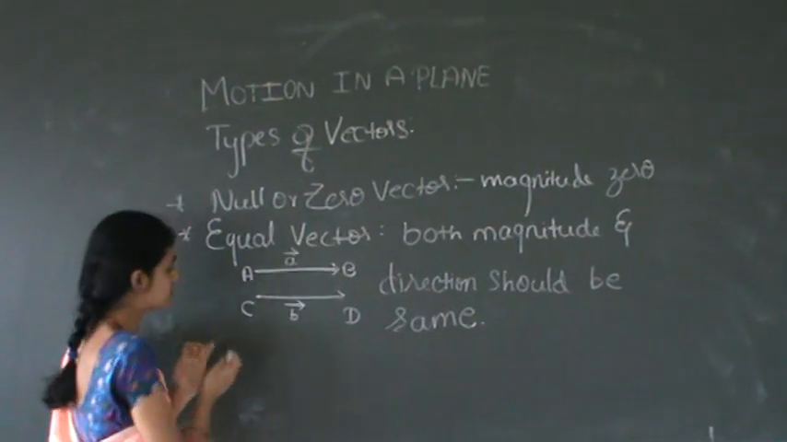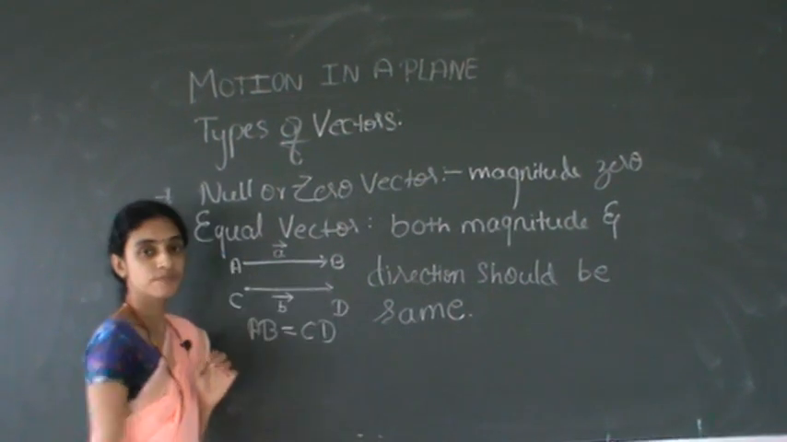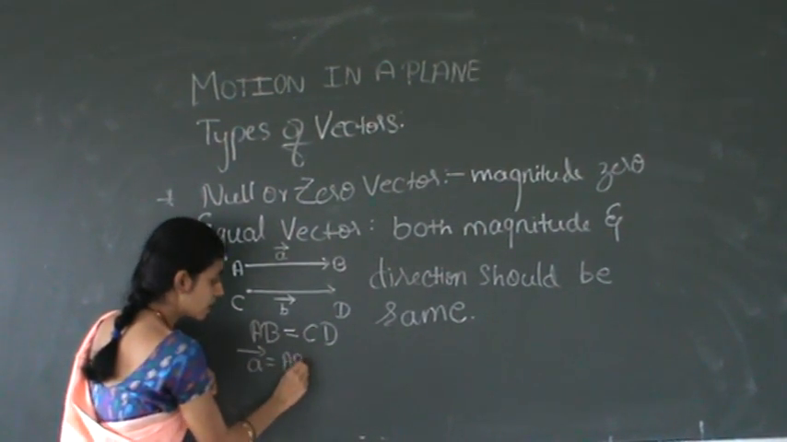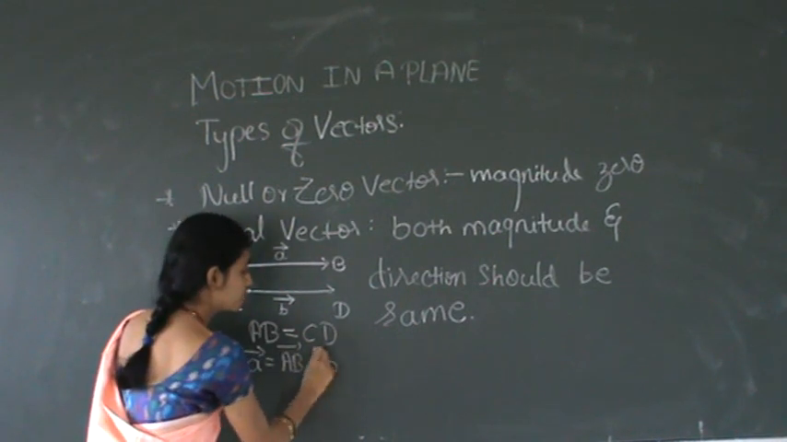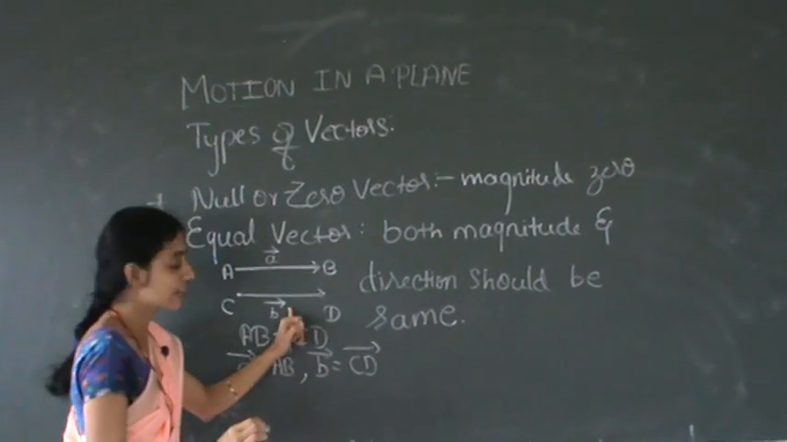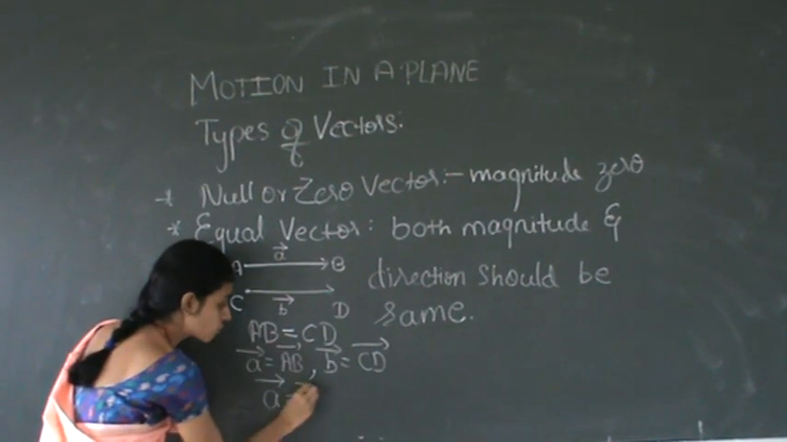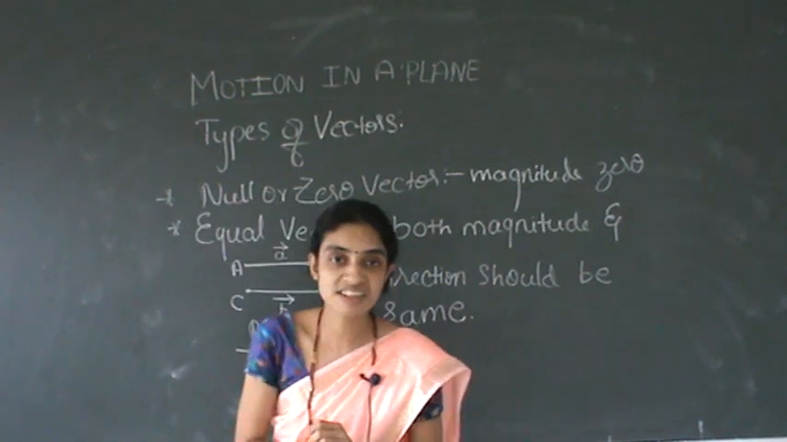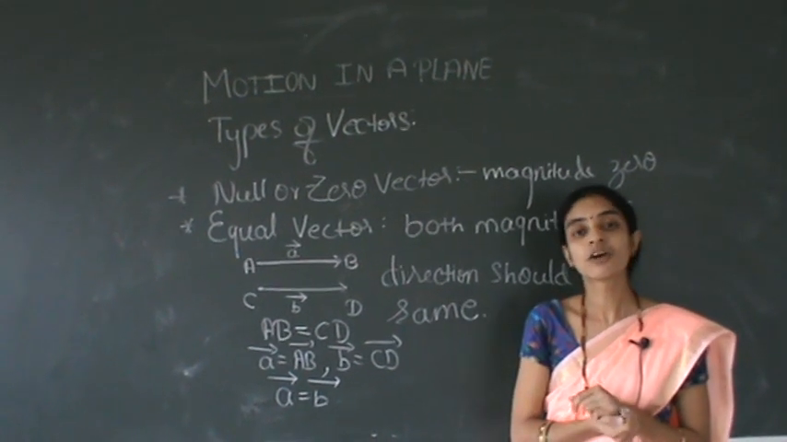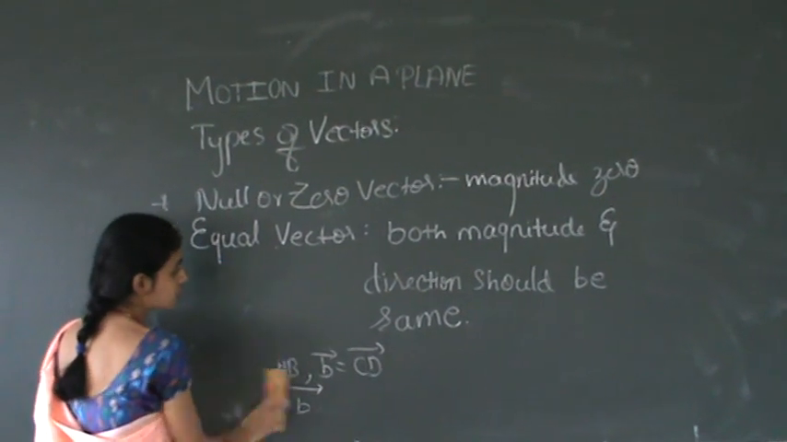If you see this diagram, AB is equal to CD. Here vector A represents vector AB and vector B represents vector CD. So magnitude is the same, direction is also the same. Then we can write vector A is equal to vector B. Two vectors are equal. Such type of vector is called what? Equal vectors.